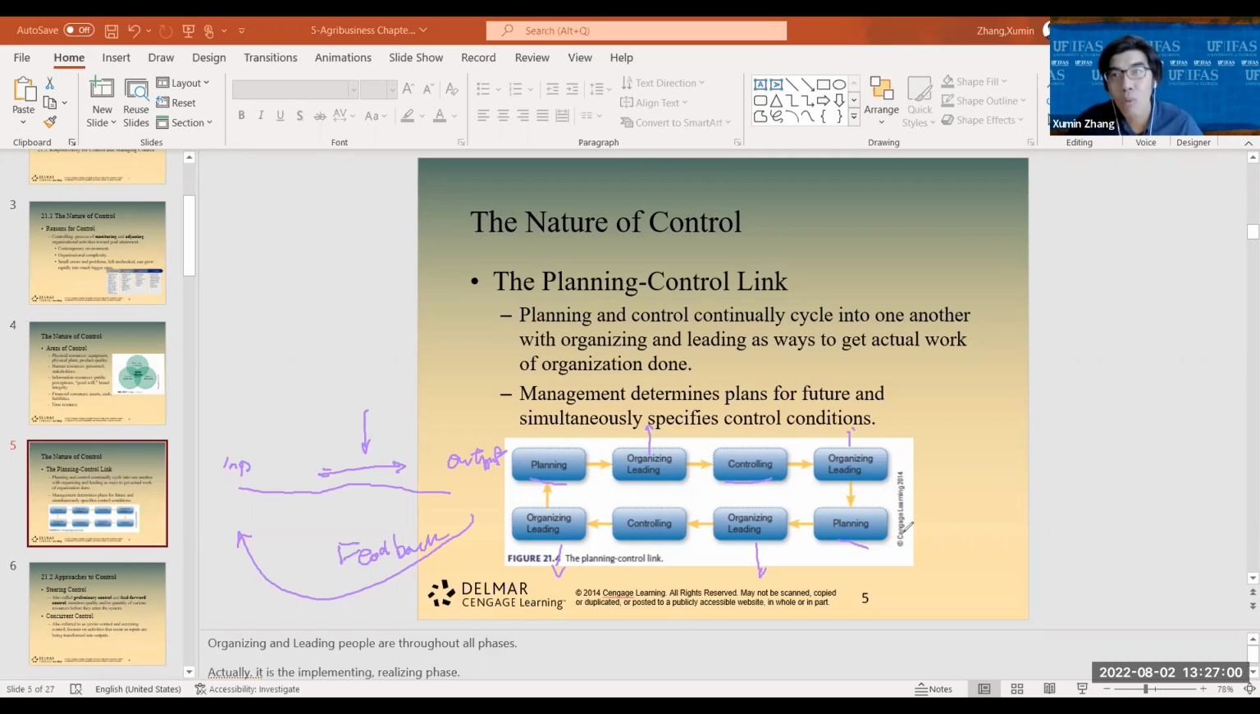If I have to say which function is the most important one, I would say leading. Once you have leading, other things, organizing, planning, controlling, become not a big issue. Without leading, something can go wrong. I leave this leadership to the very end, right? We talk about motivation, we talk about conflict management. Make sure that you understand that my planning and control link is a little different.